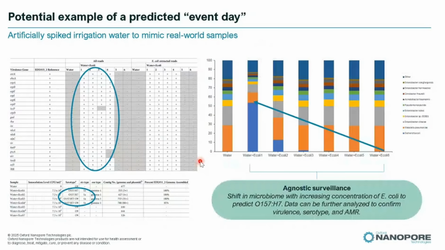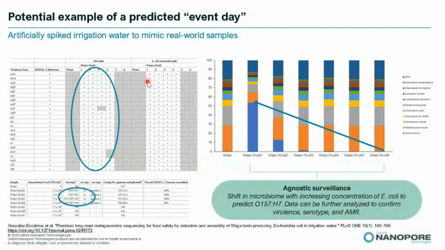And then this is a study to artificially spike irrigation water to mimic a real-world sample, and then we try to detect the community and see whether we are able to get the abundance as well as the identity of those microbes in the sample. The shift in the microbiome is seen with increasing concentration of E. coli O157.